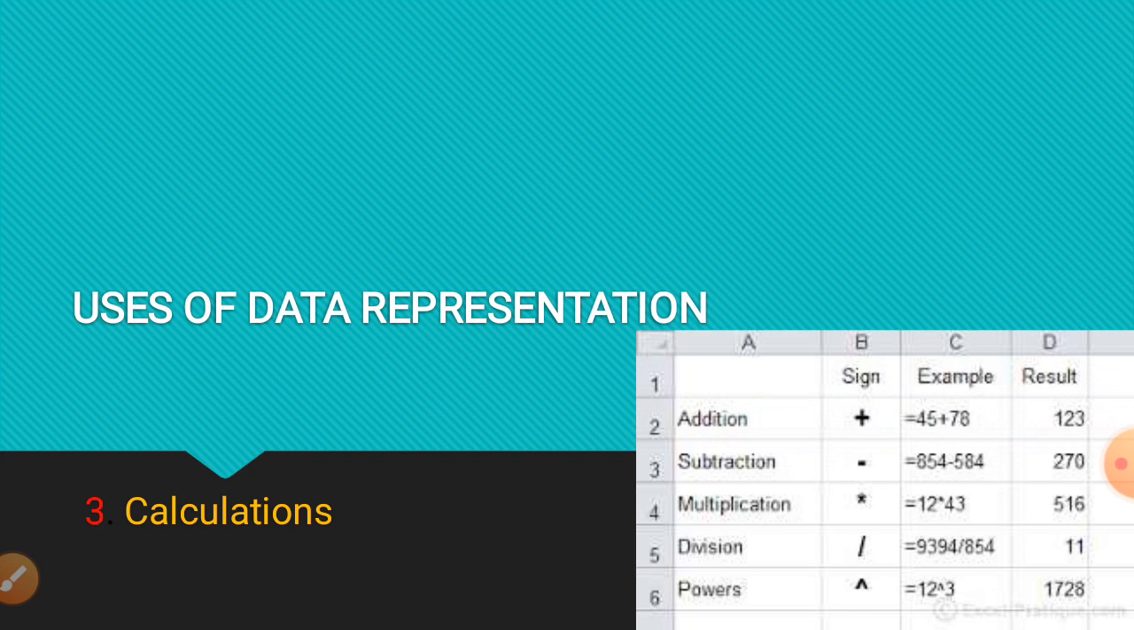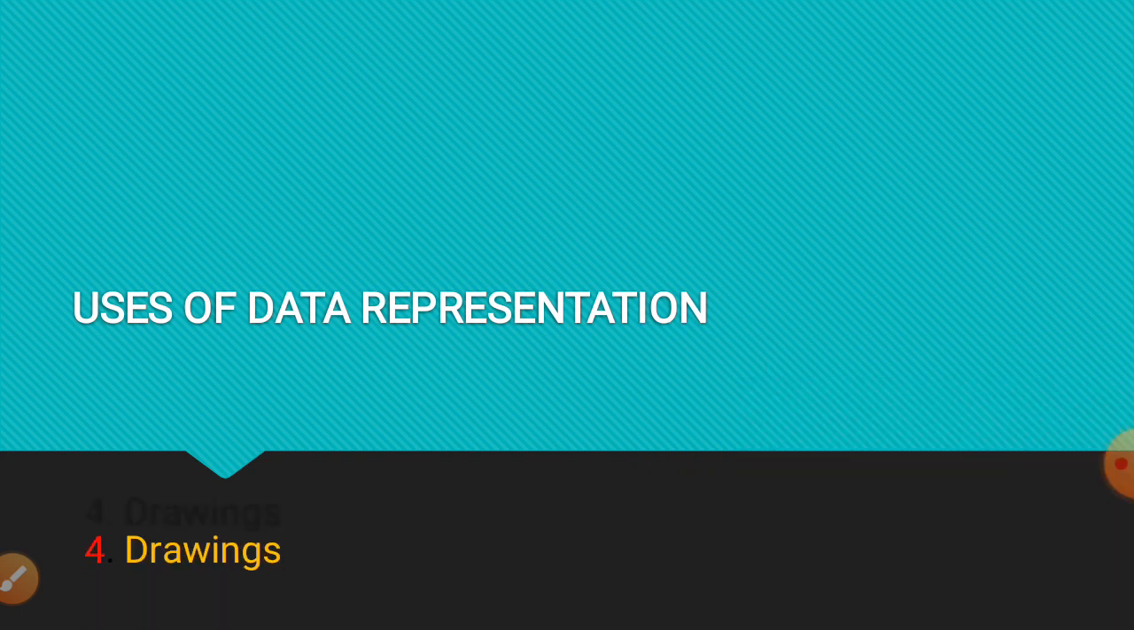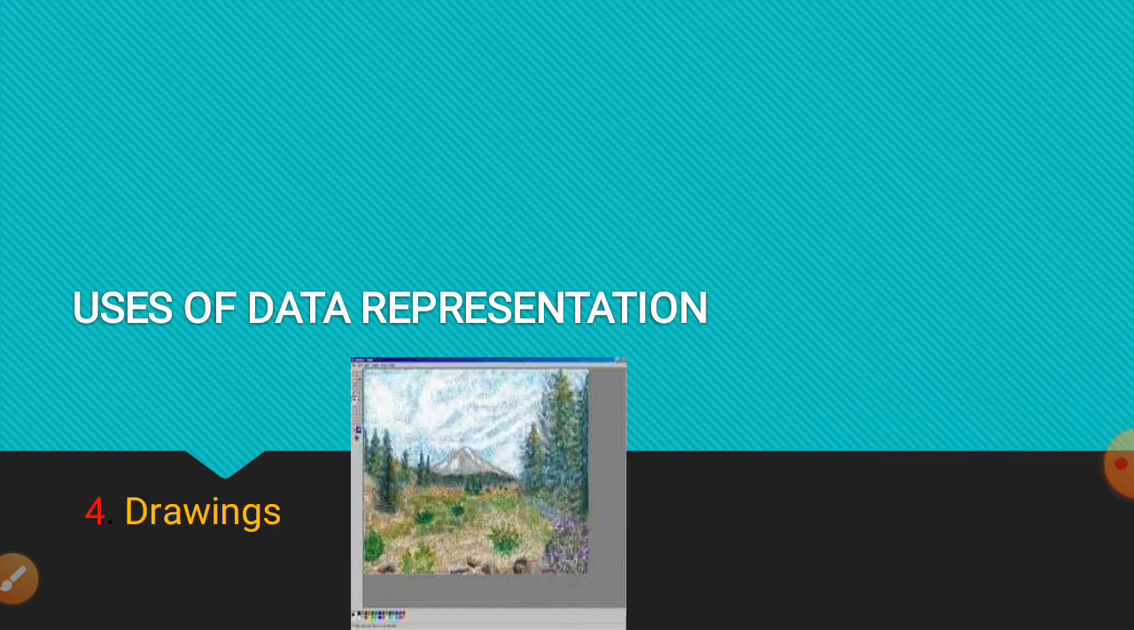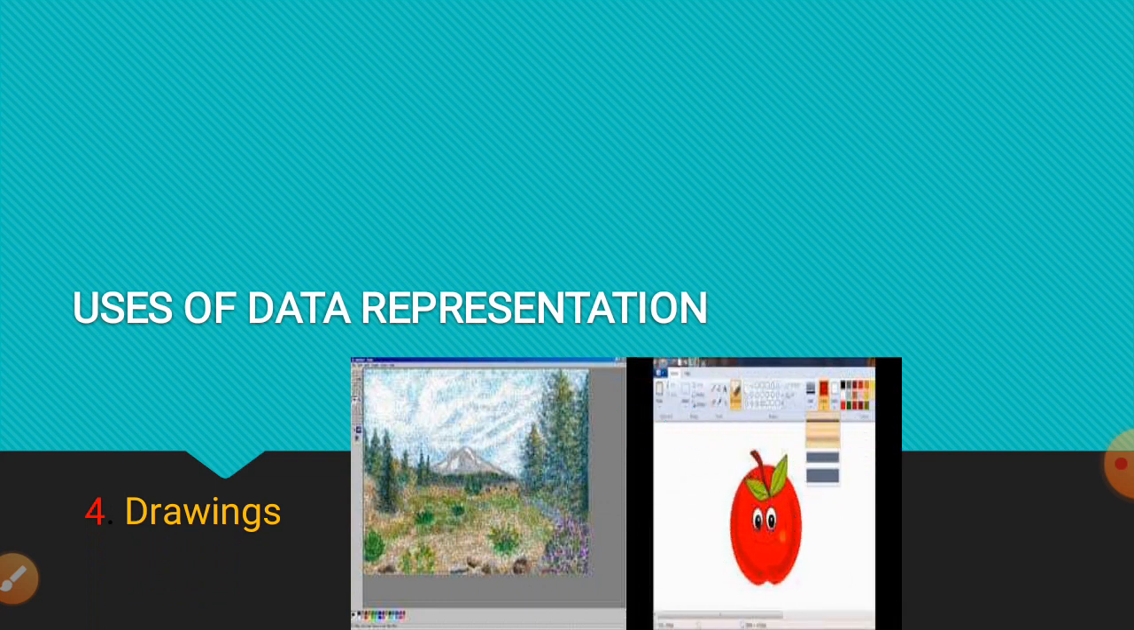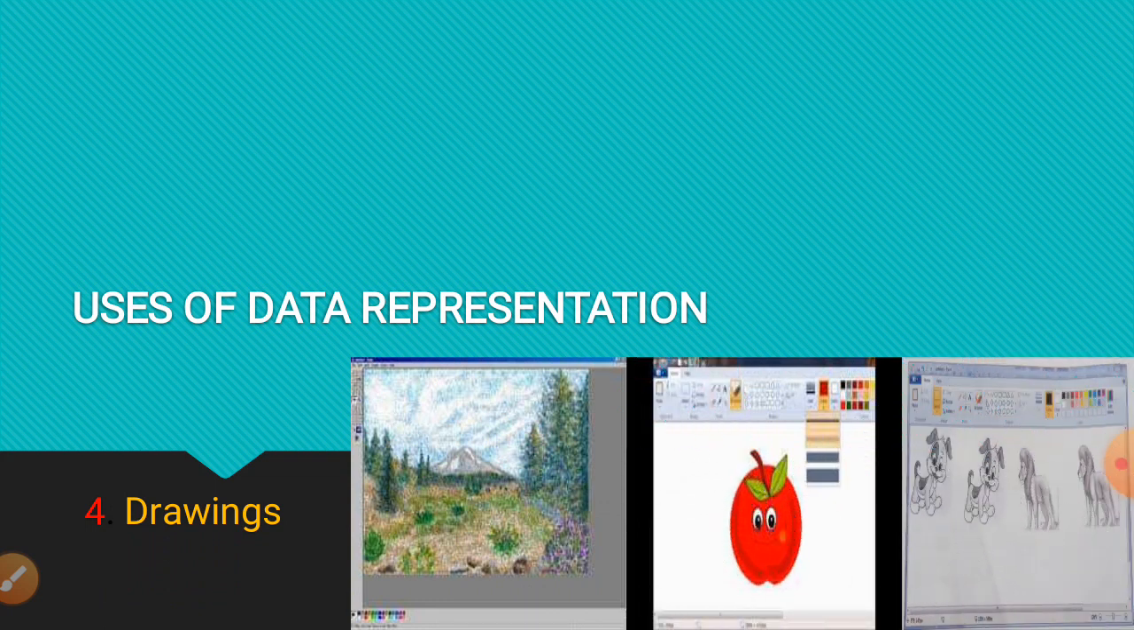Another use of data representation is in drawings. You can see these beautiful drawings represented properly using an application called Microsoft Paint. And we have learnt about the Paint application, or rather Paintastic application. I know you enjoyed it when we learnt about it. So, this is another use of data representation, drawings.